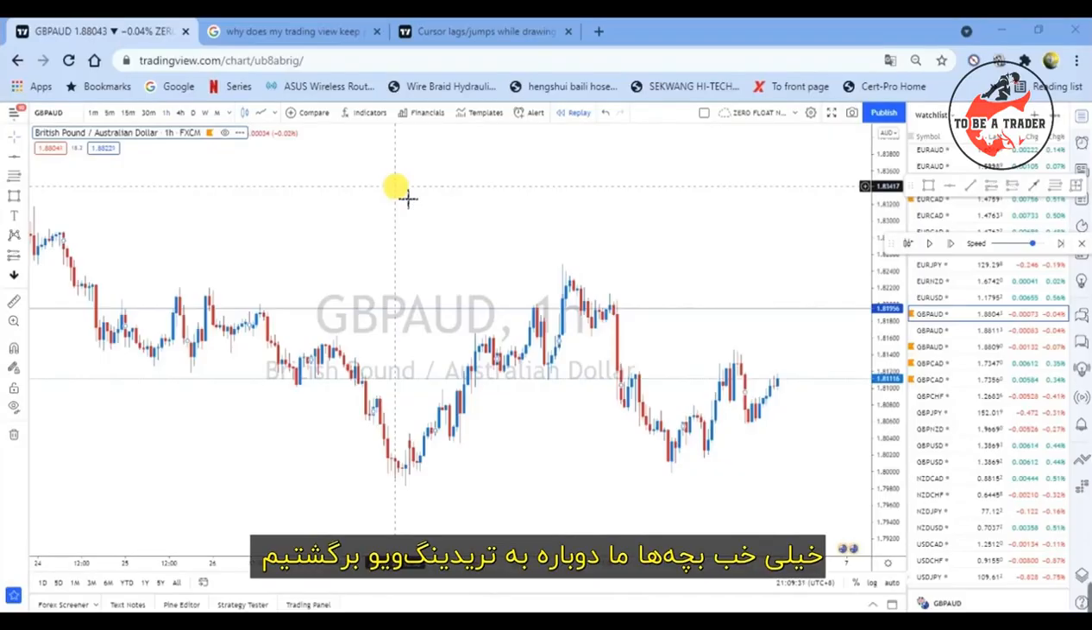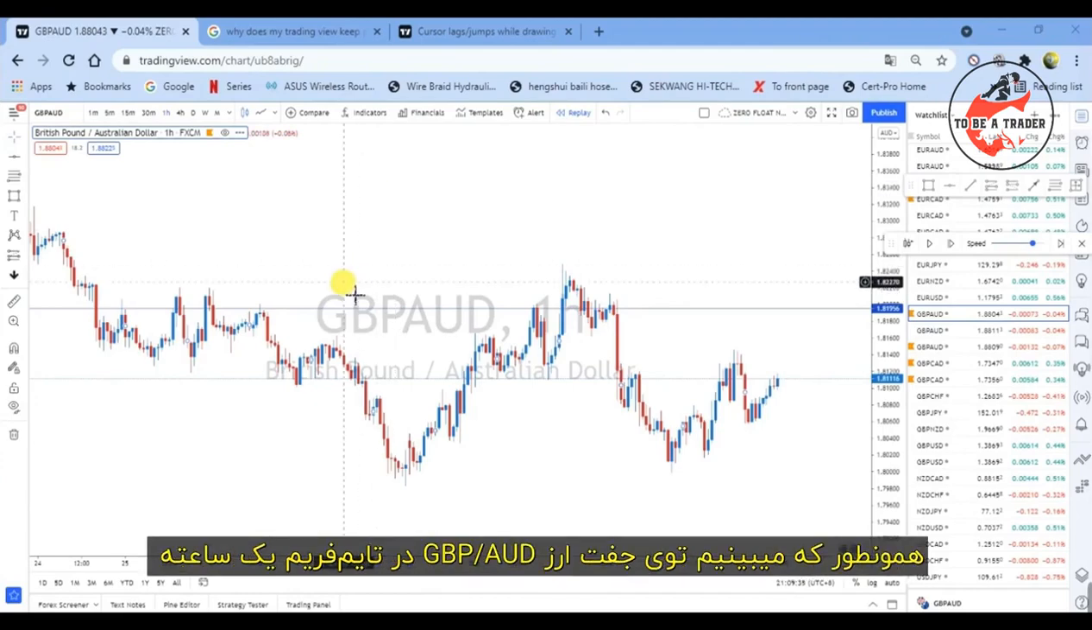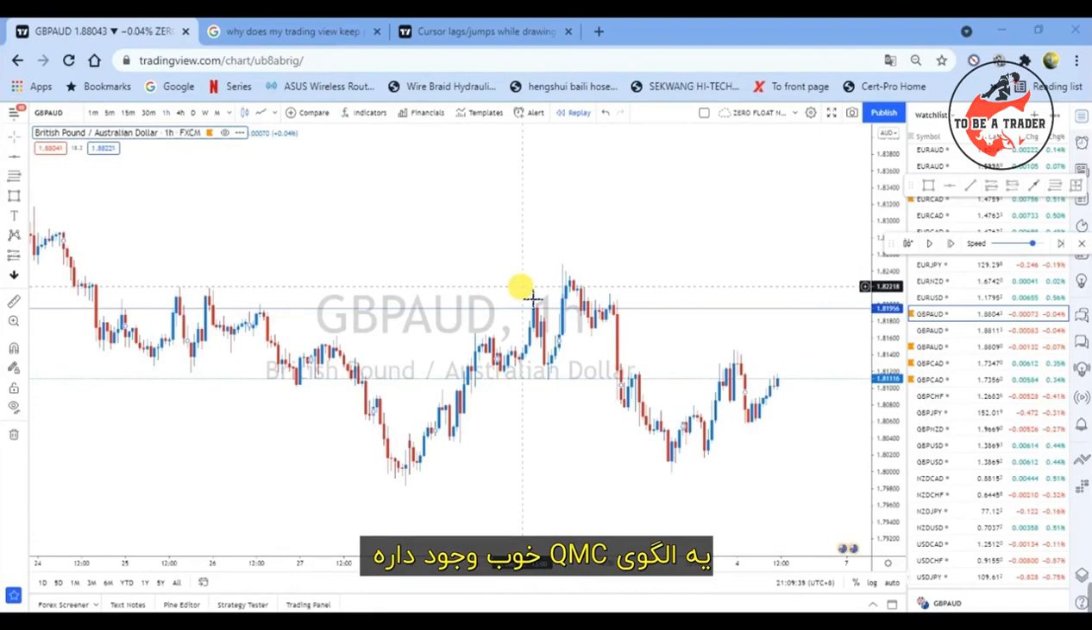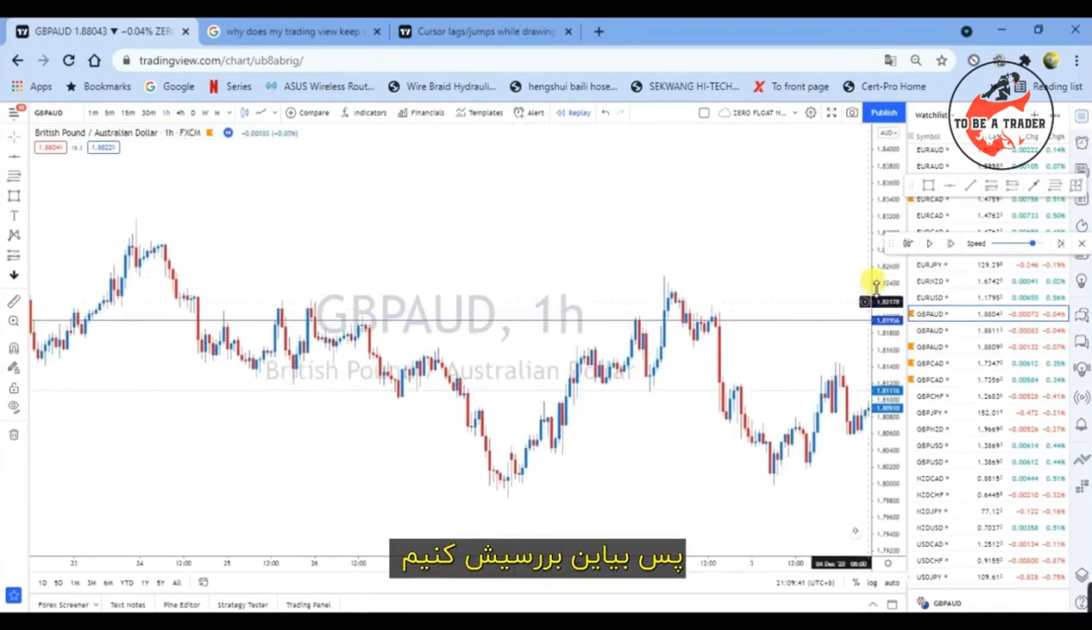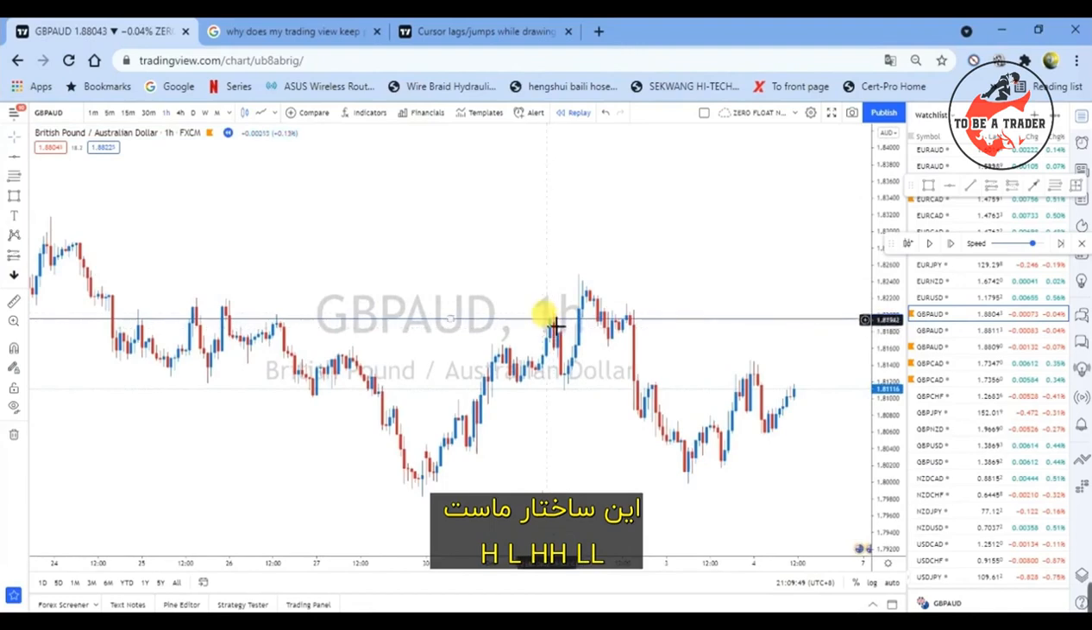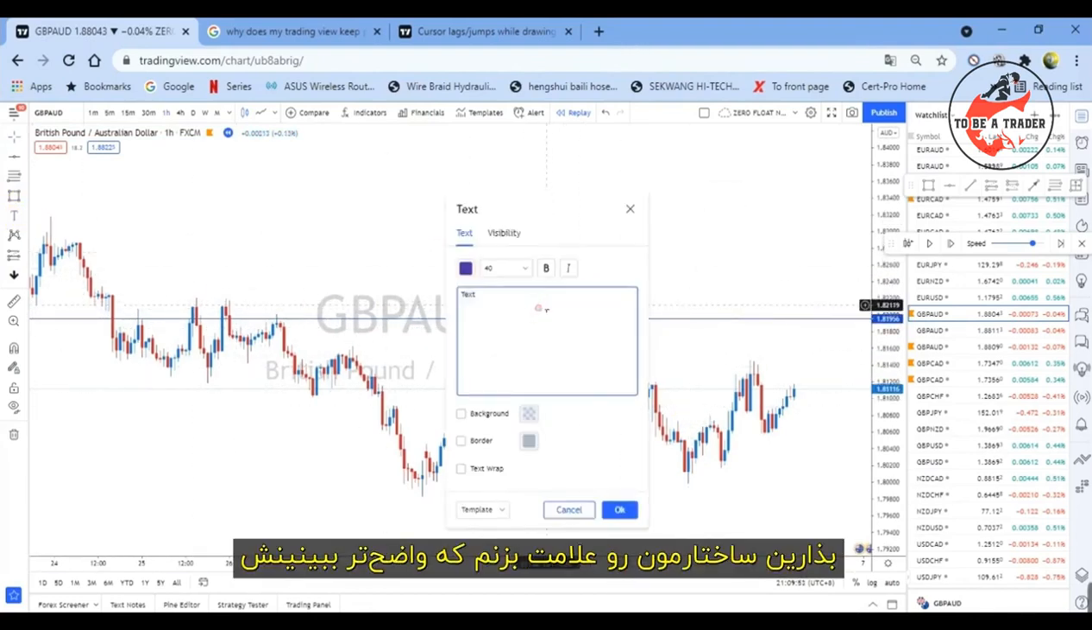Okay guys, we are back to the TradingView chart. As I can see here in this pair GBP/AUD on the 1 hour time frame, there is a potential QMC. So let's have a look. This is our structure: our high, low, higher high, lower low. Let me mark the structure so that you can have a clear view of it.